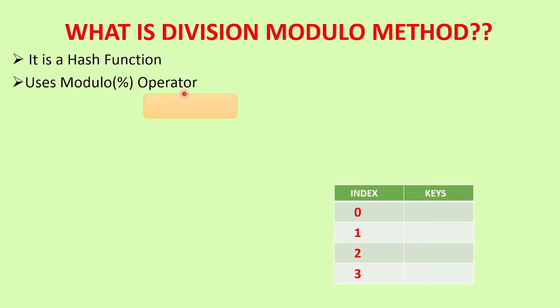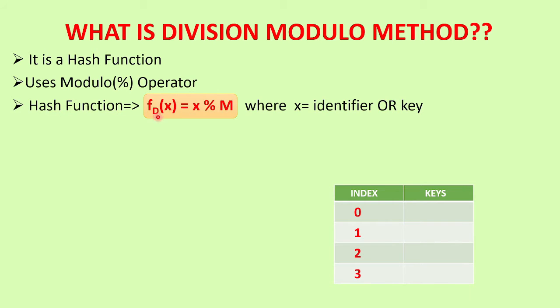So it uses the modulo operator for calculating the answer. So the hash function is given as h(x) equal to x modulo m. Now this percent sign indicates the modulo operator, meaning it gives the remainder as the answer. So now x is the key and m is the size of the table.